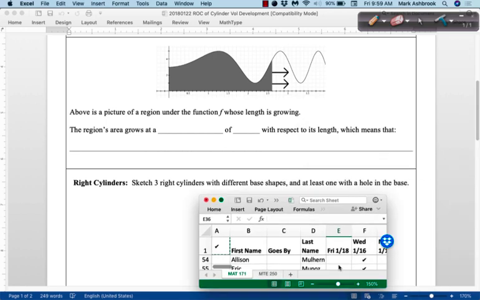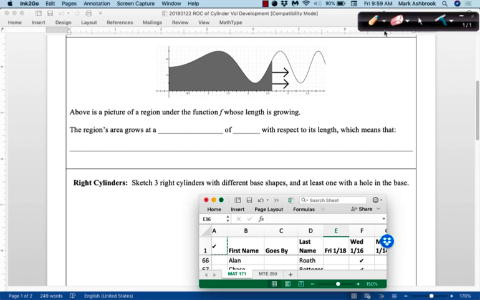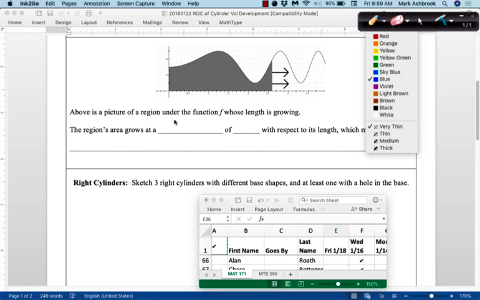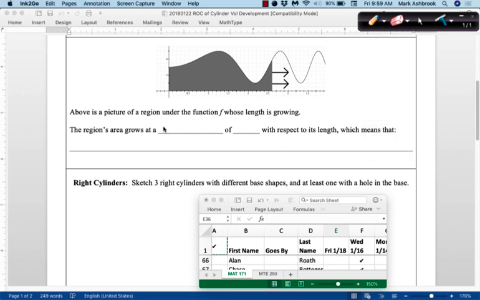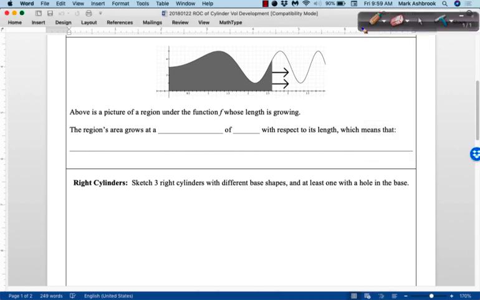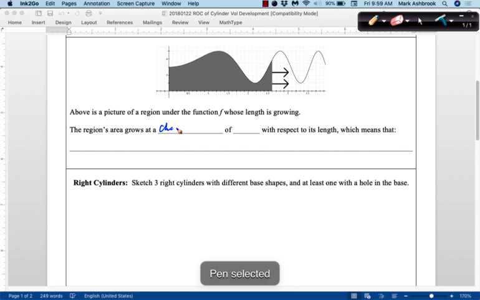All right, let's see. Alan, where's Alan Roth? Alan, tell me about this next one. The region's area grows at, what did you put for this? Changing rate. He wants a changing rate. What do you think? Yep, grows at a changing rate or a changing rate of change. Of what? What is that changing rate? What's the value of the changing rate? Or how could we symbolize it?